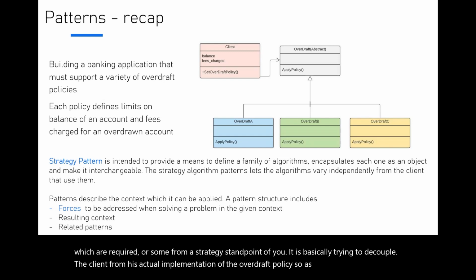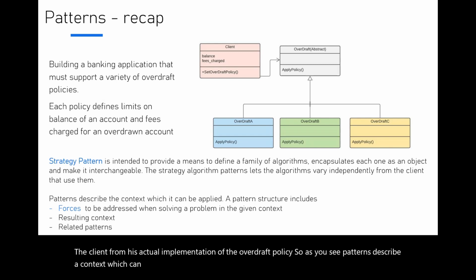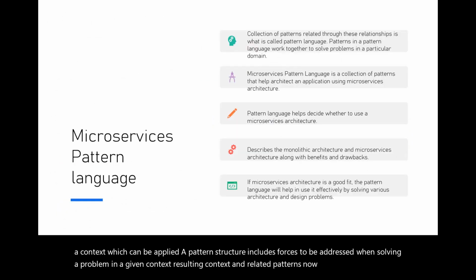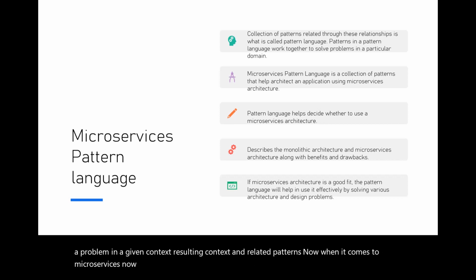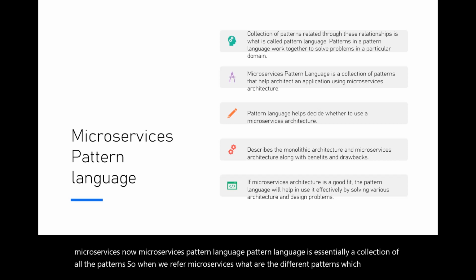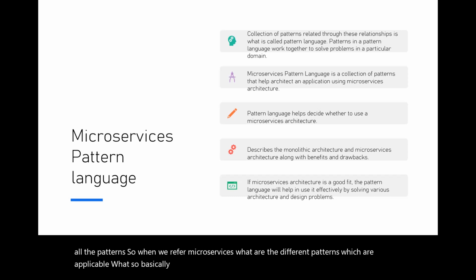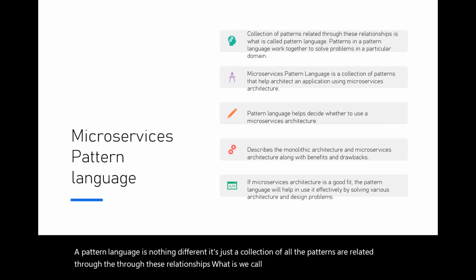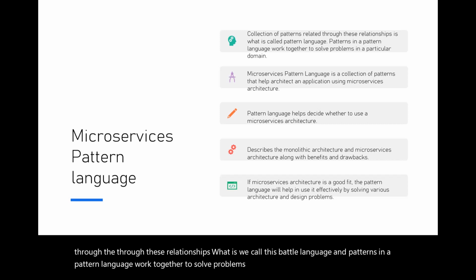So as you see, patterns describe a context in which they can be applied. A pattern structure includes the forces to be addressed when solving a problem in a given context, the resulting context, and related patterns. Now, when it comes to microservices, there is the microservices pattern language. A pattern language is essentially a collection of all the patterns. So when we refer to microservices, what are the different patterns which are applicable? Ultimately, a pattern language is just a collection of all the patterns that are related through these relationships. And patterns in a pattern language work together to solve problems in a particular domain.